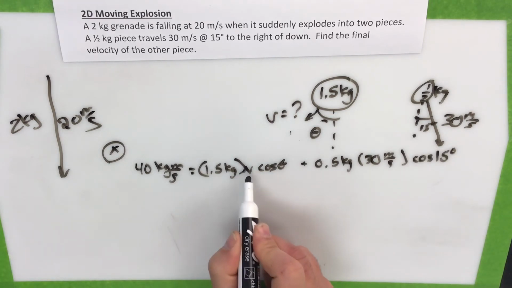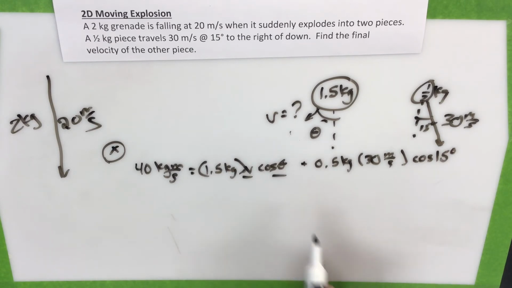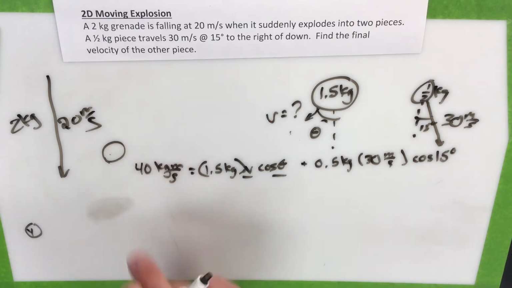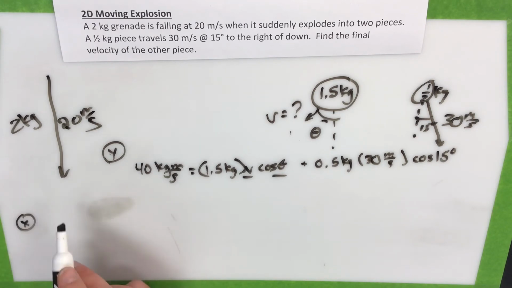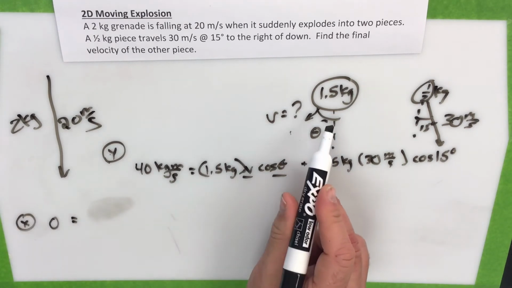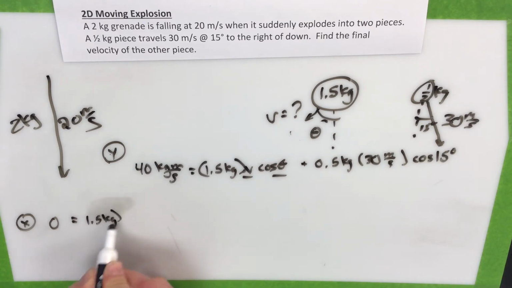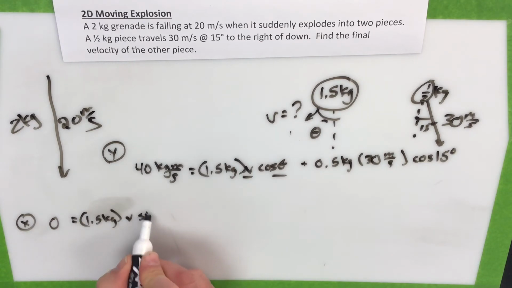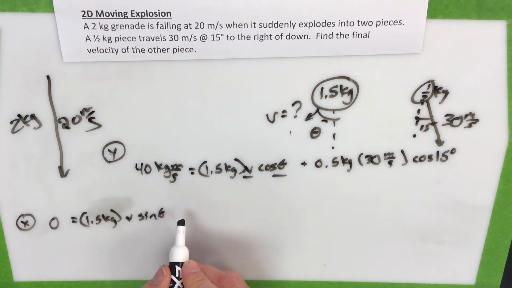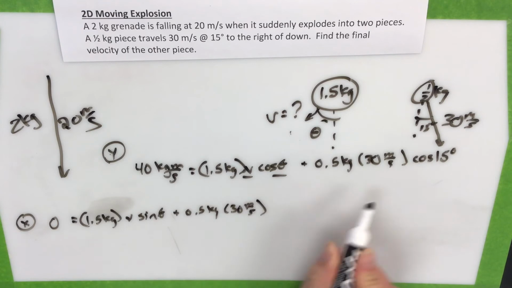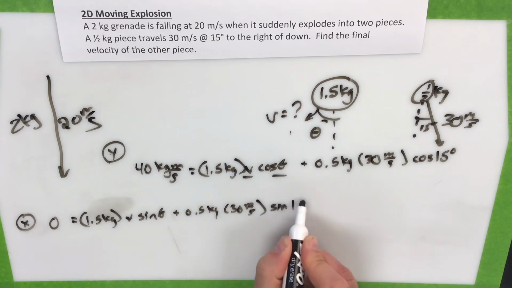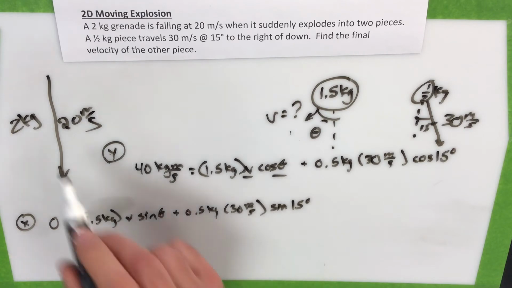You see the problem here? Unknown and unknown. We can cancel these things out, make it a tangent or something, but this does not look like fun. Sorry, this was the y direction. Then in the x direction, this is 0 equals 1.5 kilograms times v times the sine of theta plus half a kilogram times 30 meters per second times the sine of 15 degrees. So I switched my x and my y, but it doesn't really matter.